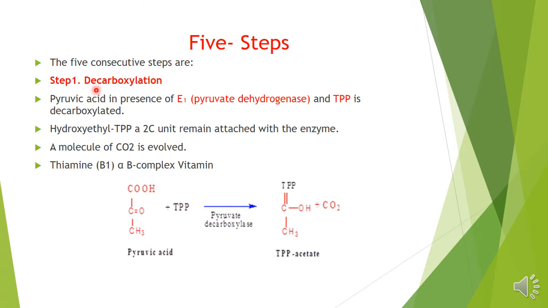The first step is the decarboxylation. So pyruvic acid, which is a 3-carbon compound, in presence of enzyme E1, or pyruvate dehydrogenase or pyruvate decarboxylase, and in presence of TPP, is decarboxylated. So there will be formation of carbon dioxide which will be evolved, and then there will be formation of an intermediate called hydroxyethyl TPP, a 2-carbon unit which remains attached with the enzyme. And then of course there is a release of carbon dioxide. This TPP is basically a B complex vitamin.